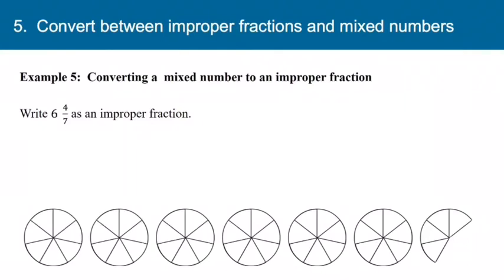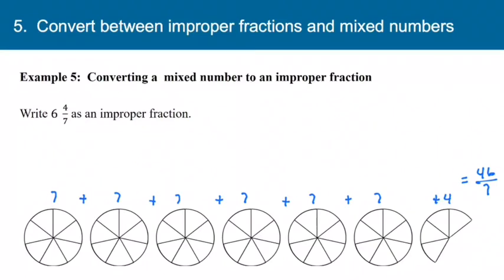So let's just do that, and then we could count the sevenths. We'd have 7 here, 7 here, 7 here. So 1, 2, 3, 4, 5, 6 whole pizzas that each have 7 pieces. So that would be 42 plus these 4 equals 46 sevenths, because it takes 7 pieces to make a whole pizza. But you don't want to have to be drawing pizzas and counting pieces all the time.